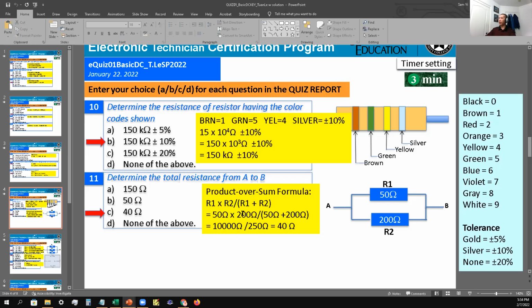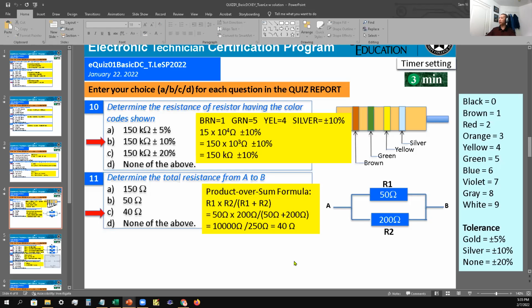If you multiply these two together in the numerator, you get 10,000 ohms, divided by this addition, which is 250 ohms. So if you take 10,000 divided by 250, you get 40 ohms. Okay, so the answer is C as in cat for number 11.